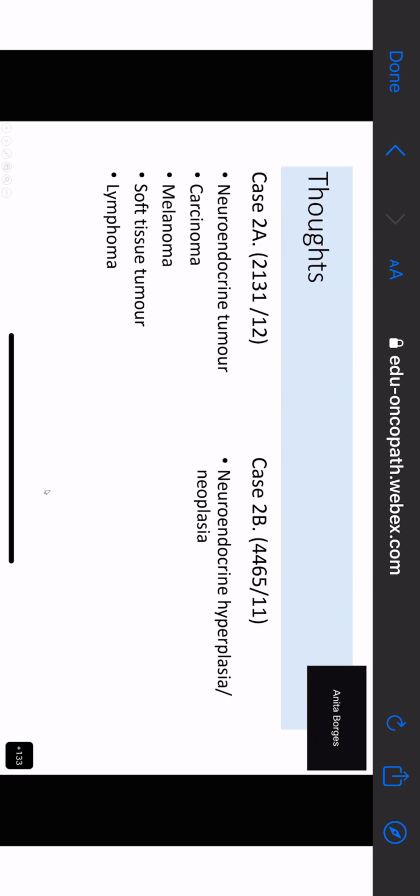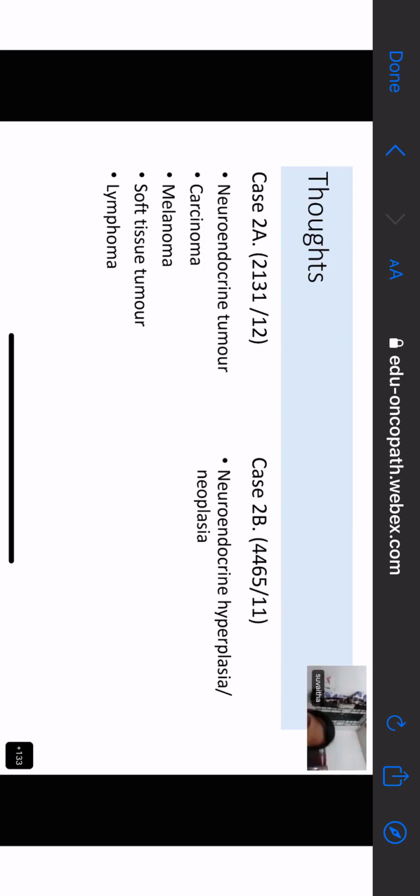Vimy, are you there? I think it's case 2B. I think it's a neuroendocrine hyperplasia since we know the nests of cells are about the same in case 2B. I don't think that anybody is going to have any problem. What about 2A? A neuroendocrine tumor. Limpy, you also thought it is a neuroendocrine tumor.